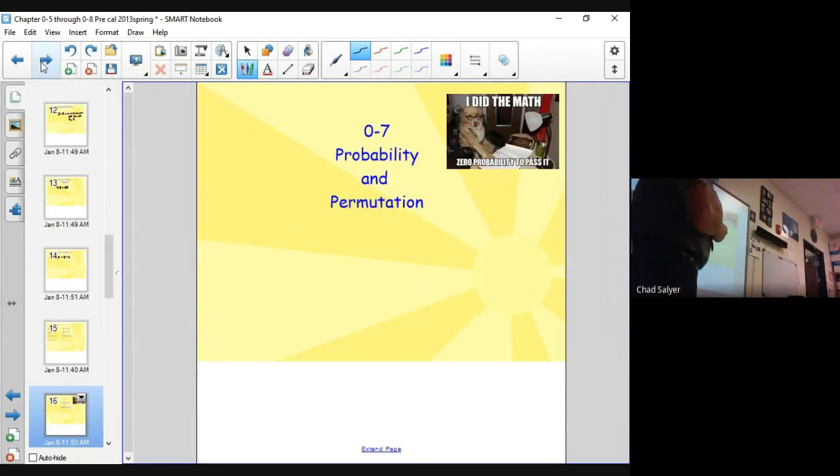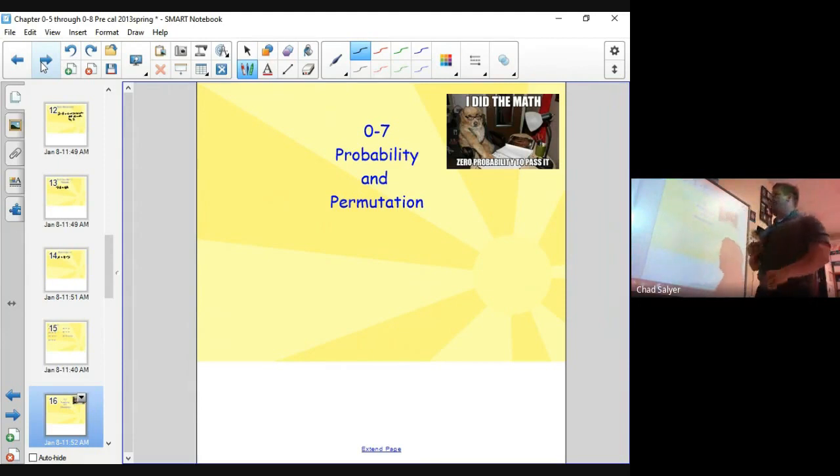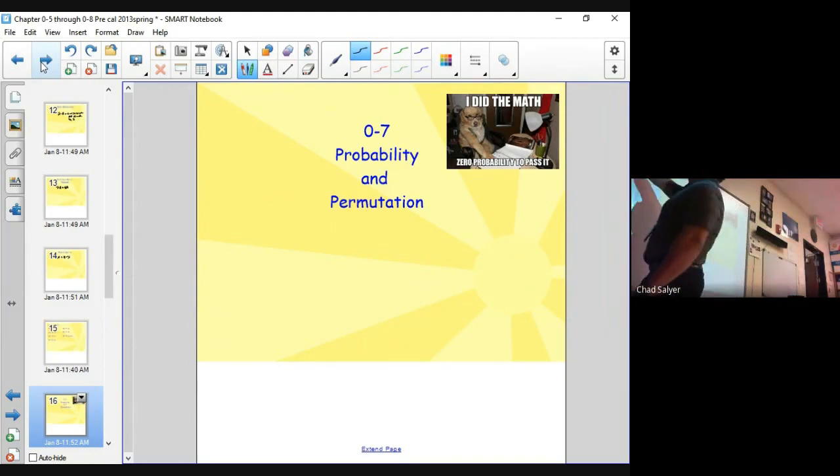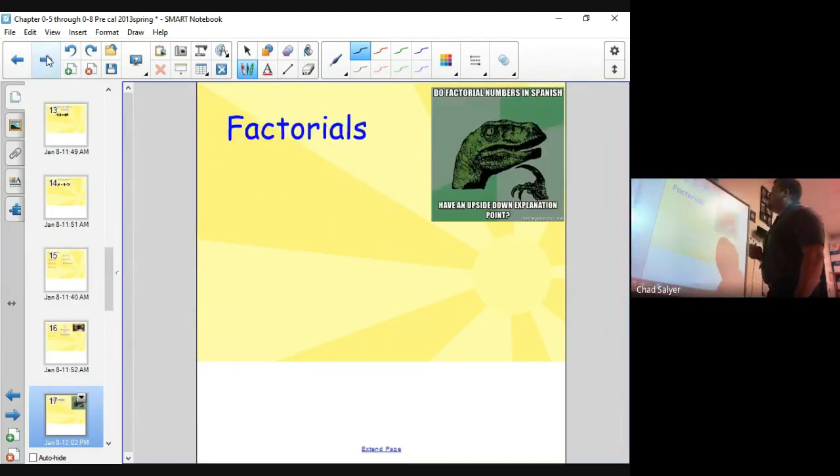Chapter 0, part 7, probability and permutation. So probability is the likelihood of a thing occurring, and the permutation are the ways a thing can occur. So that's what those two words mean.